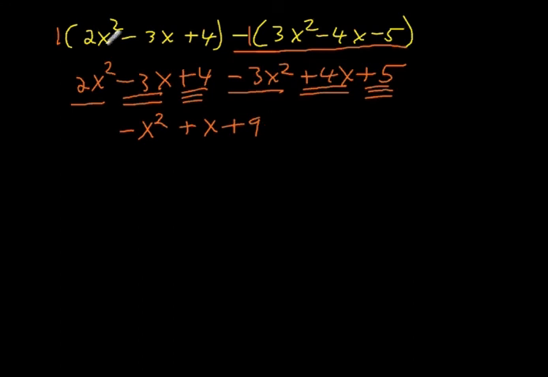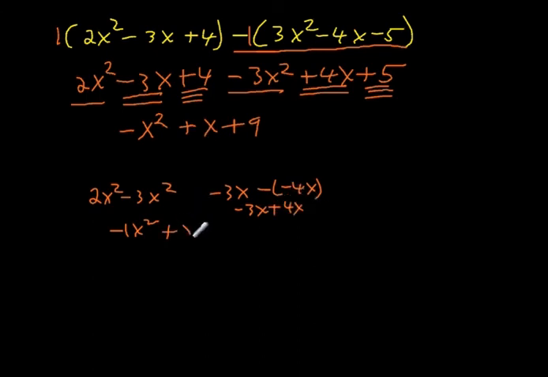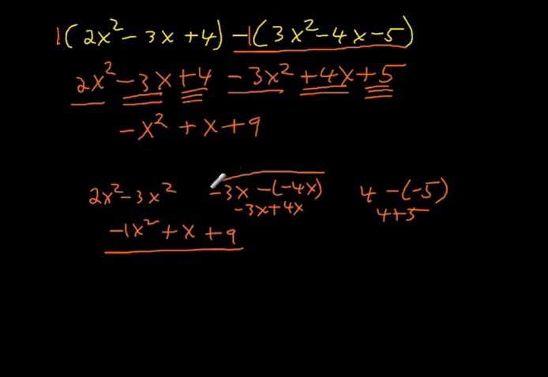Now I want you to notice that I could have gotten the same thing without doing the distributive. I would have done 2x squared minus 3x squared, which gives me a negative 1x squared, just like I had here. I would have had a negative 3x minus a negative 4x. That would be negative 3x plus 4x. That's where I got my plus 1x. And then I would have had a 4 minus a negative 5, which is 4 plus 5, or positive 9. So I would get the same thing.